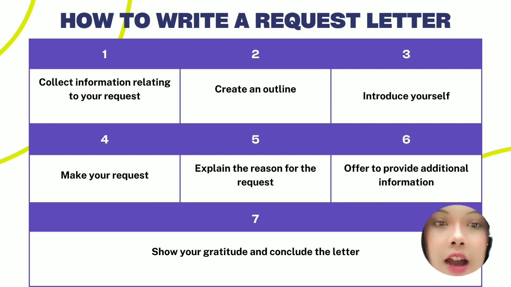6. Offer to provide additional information. In the next paragraph, offer to provide more details that may help the recipient make a decision. As an example, suppose you applied for a scholarship that requires an endorsement letter from your manager. In that case, you may need to provide links to the scholarship website and information about the organizers. Also, explain any time constraints you have. For example, if you are requesting to meet someone before a certain date, emphasize why you do appreciate a timely response. And then last but not least, show your gratitude and conclude the letter.